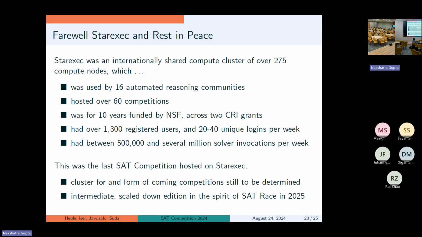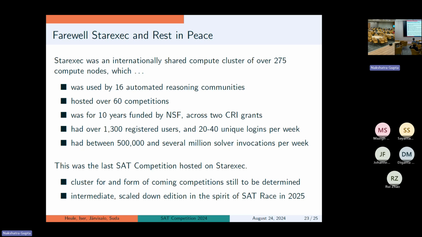No. But yeah, I just want to point out what an important service StarExec has been in the past 10 years. There were 16 automated reasoning communities hosted on StarExec. It hosted over 60 competitions in the time it existed. Yeah, for 10 years funded by the NSF across 2 CRI grants. There were over 1,300 registered users, international users, right? So it was hosted in Iowa but accessible internationally, used by the community. Yeah, some stats: 20 to 40 unique logins per week, 500,000 to several million solver invocations per week. So yeah, a heavily used cluster, now dying off. And this was the last time such a competition was hosted on StarExec, probably the last competition hosted on StarExec.